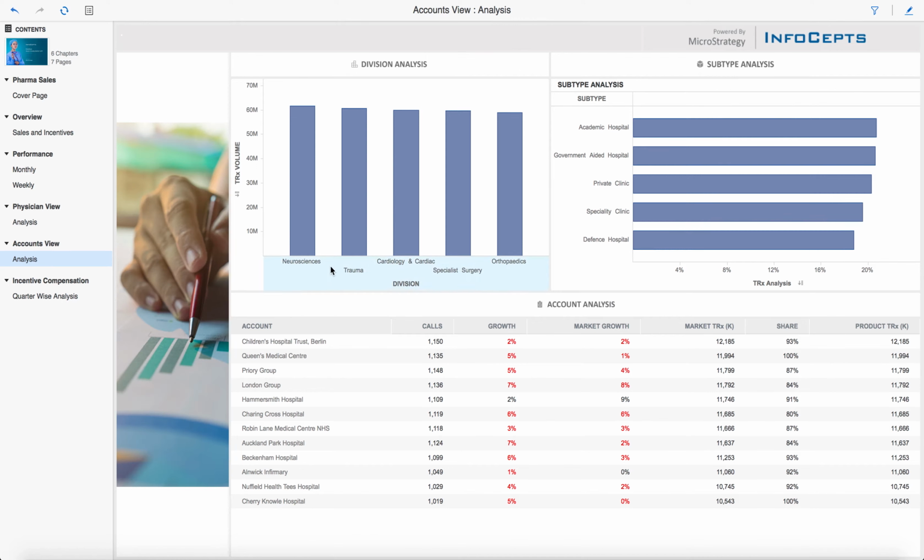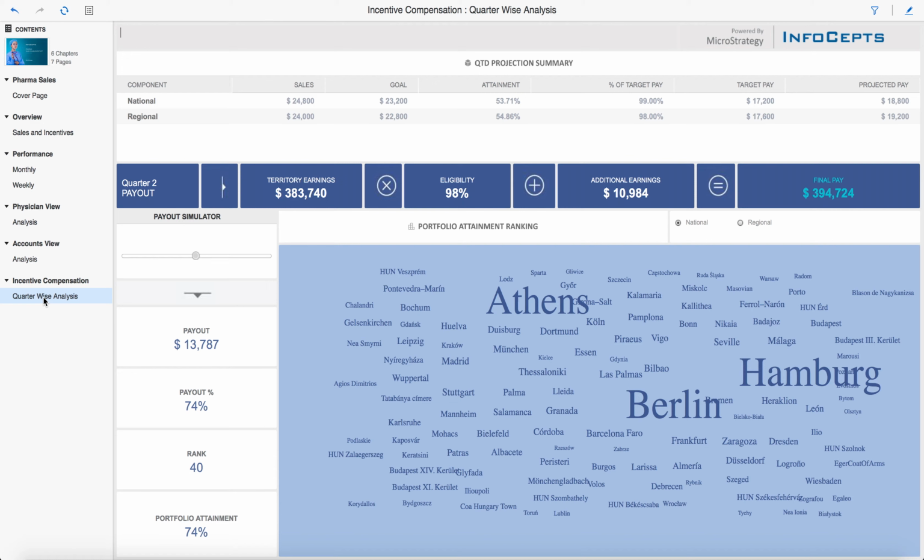Another view that may be interesting is an account view, where we're looking at the different hospitals and clinics and the divisions within them that make up some of the relevant data for this product analysis. At the account level, we can see the number of calls, the growth, the share, and the market and product total prescription numbers. So you can start getting a picture of how we're going through all the different dimensions that are interesting for the analysis, all in one concise package, organized logically by chapters and pages.